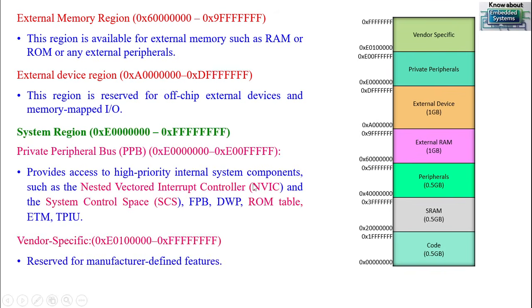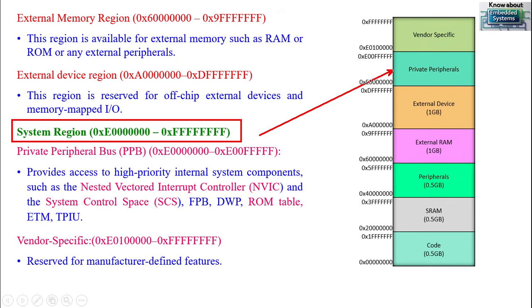The next important one is called system peripherals. So the system peripherals region will start from E0000 to FFFFFF. Here again it is split into two parts. Here you can see the system is divided into two parts: one is private peripherals and one is vendor specific.